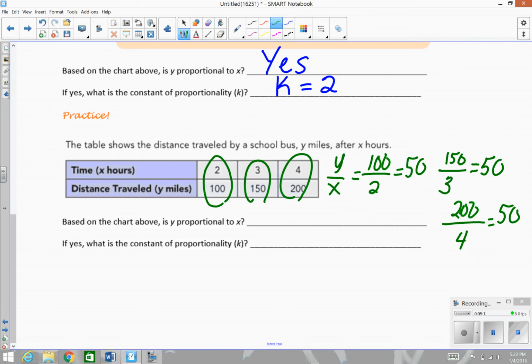So did every ratio, every fraction of Y over X equal the same constant value? The answer here is yes. So we would say that Y is proportional to X. This is a proportional relationship. And we would say that K equals 50.